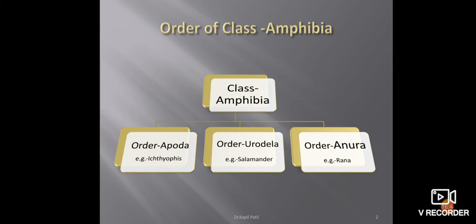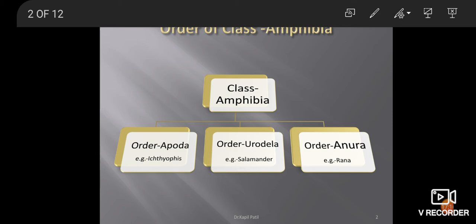Then another one, Urodela. The best example is the salamander. Tailed amphibia, lizard-like body, size 12 to 15 centimeters in length, with forelimbs and hind limbs present. In order Apoda, limbs are absent, but in Urodela limbs are present, and poisonous glands are also present. In the larval condition, external gills are present, but in the adult gills are absent and lungs are present. It shows neoteny, sexually mature at larval time.